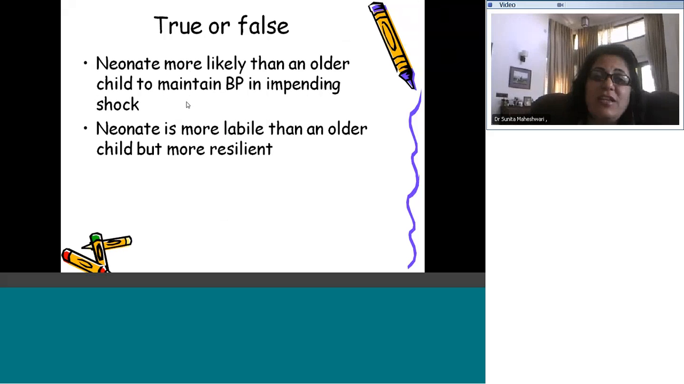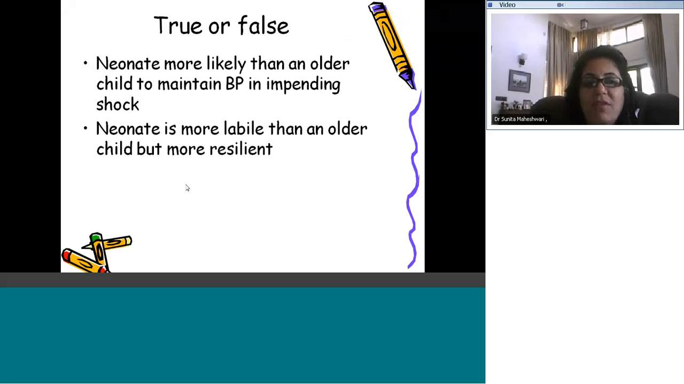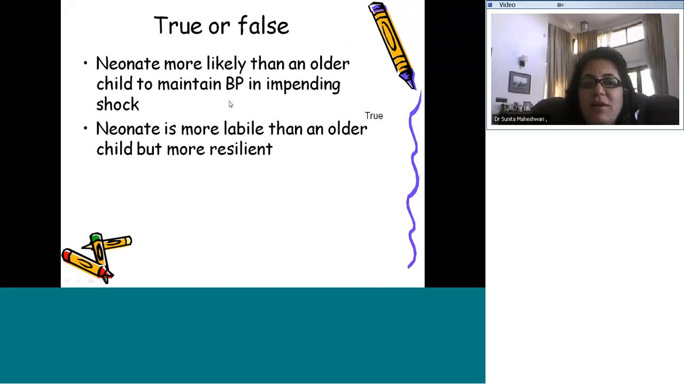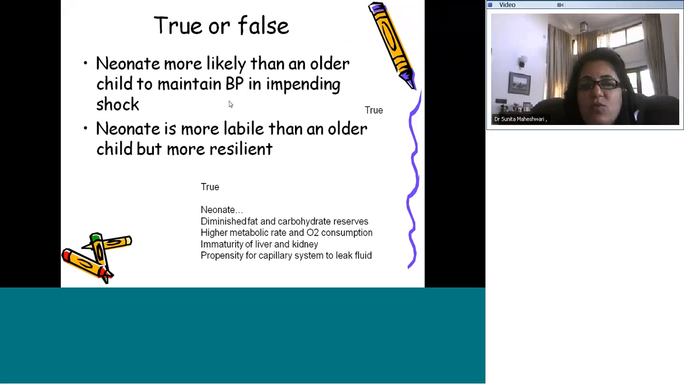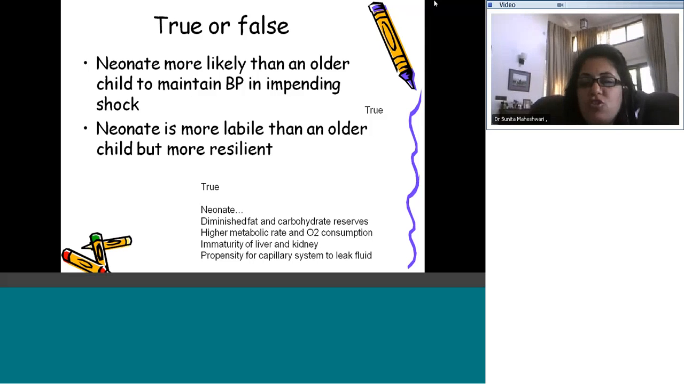Okay. So actually both of these are true. The neonate is more likely than an older child to maintain BP in impending shock, and that is why it's important that you don't use blood pressure as a criterion for shock. By the time BP goes, that poor little baby is gone. So you've got to use more your urine output going down, your hypothermia. You use other indicators for impending shock. Is the temperature dropping? Is the urine output dropping? Is the capillary refill not great? Is he getting a little acidotic? All these things before just looking at the blood pressure numbers.